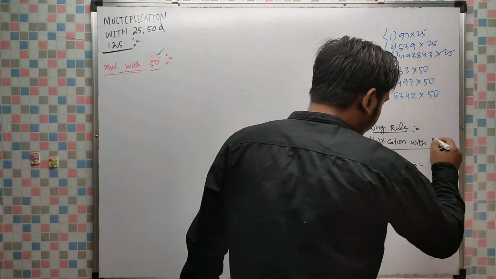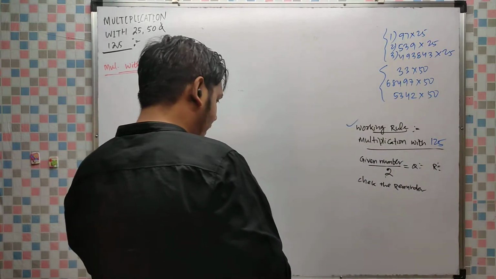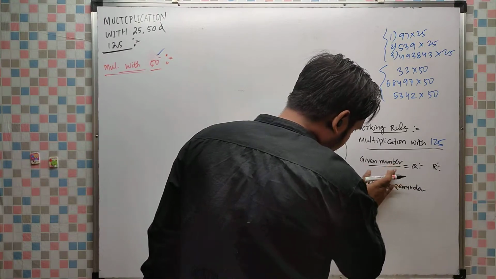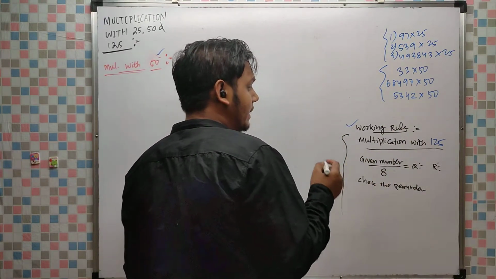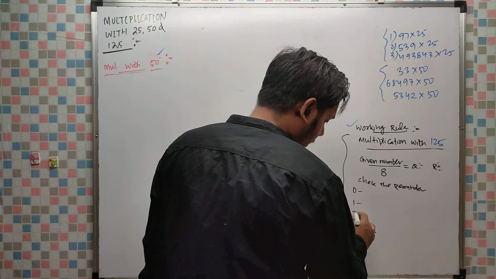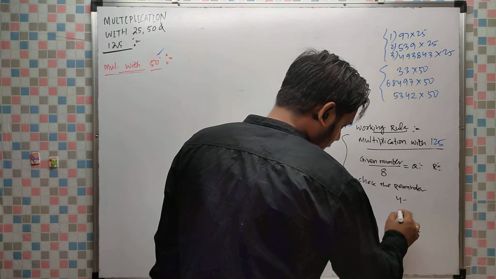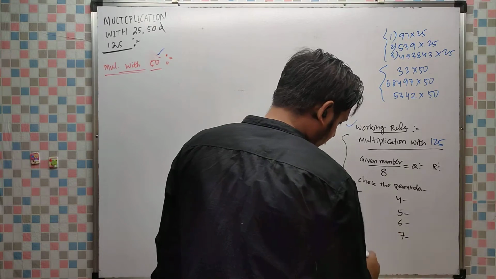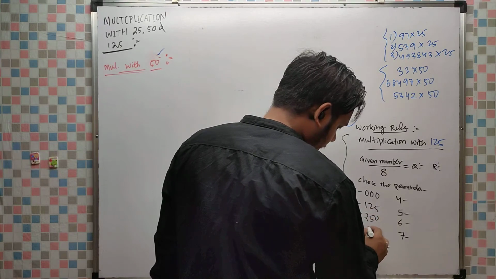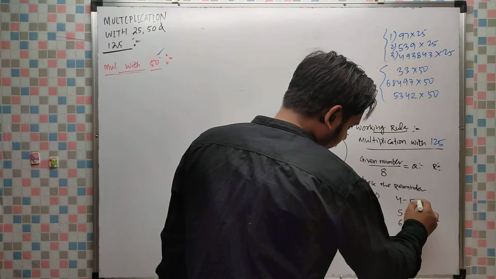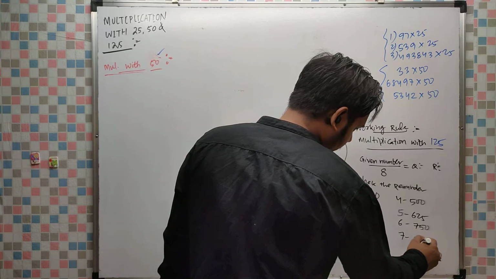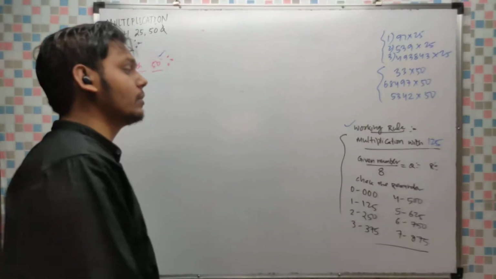Division with 125. We have to divide the given number by 8, and the remainder can be 0, 1, 2, 3, 4, 5, 6 or 7. So the values for the remainders are 000, 125, 250, 375, then 500, 625, 750 and 875.